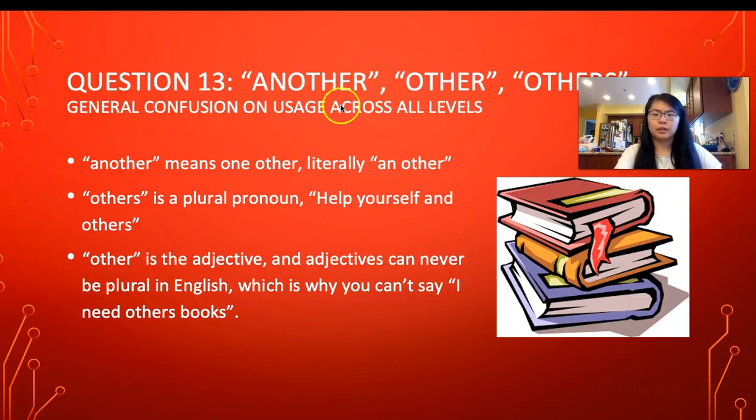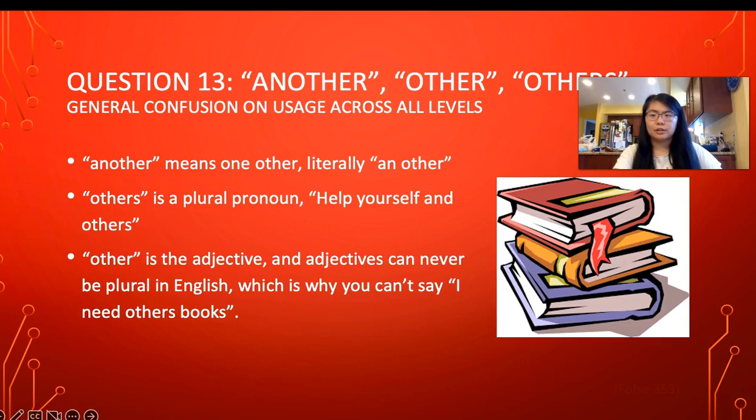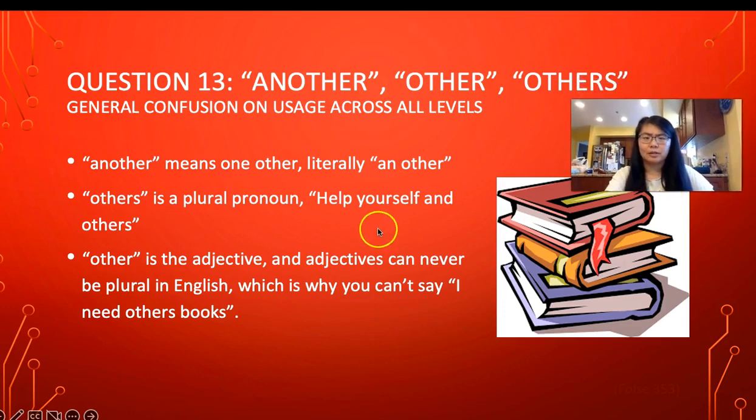So, moving on to question number 13. We actually just talked about this with a student, using others versus other. There's general confusion on usage across all levels because these are very similar words with similar meanings, but they are used in different contexts. Another just literally means one other, an other, one another.